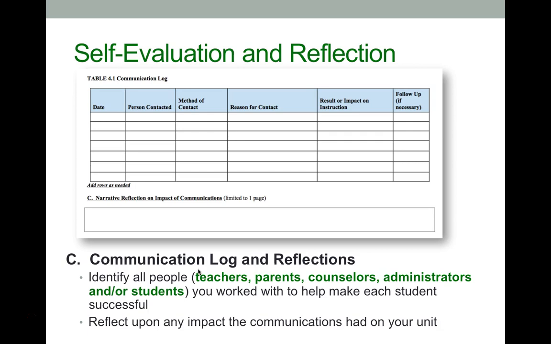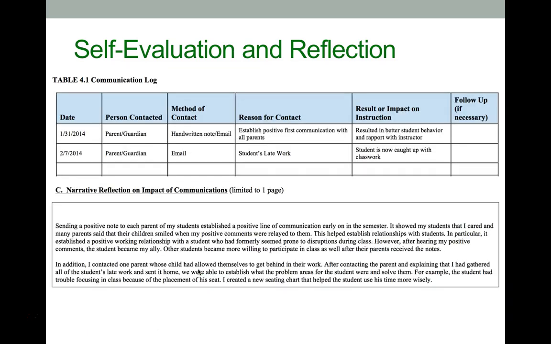So just reflect upon how the communication basically within all of the publics of your school attributed to or helped your unit. So reflect upon your communication. And then in that log, typically tell us the method of contact, the reason you did it, and what impact it might have had on your unit or the success. And then in part C, kind of share with us how all those came together, that communication did affect your unit.